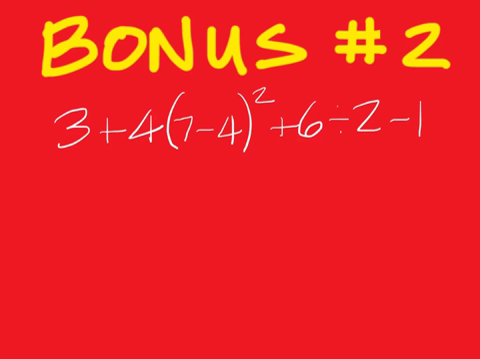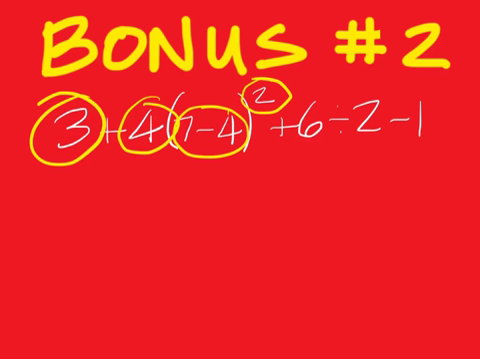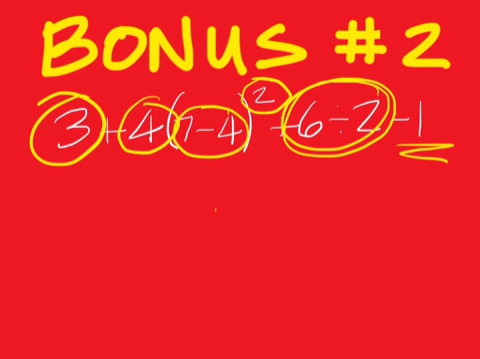Answer for the bonus. 7 minus 4 is 3. Squared is 9, times 4 is 36, plus 3 is 39, plus 3 is 42, minus 1 is 41.